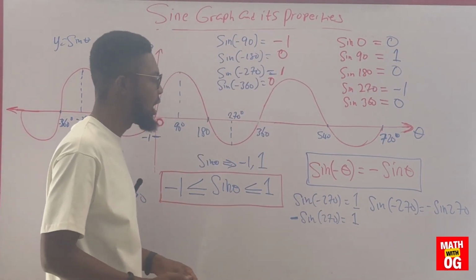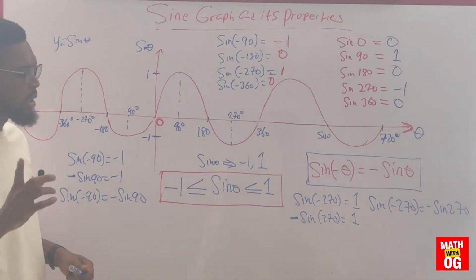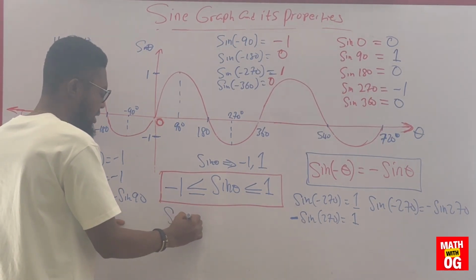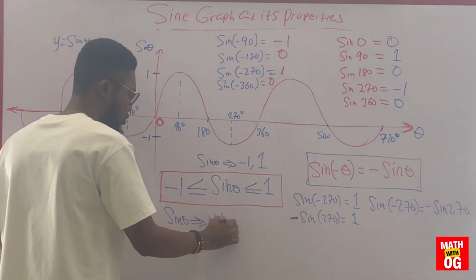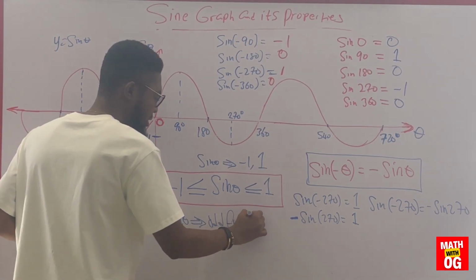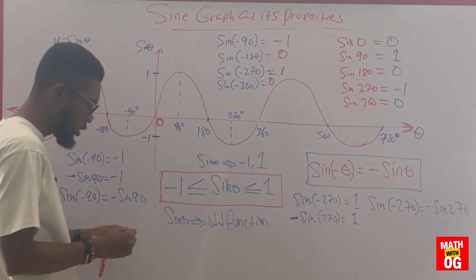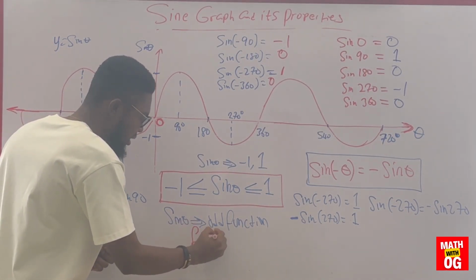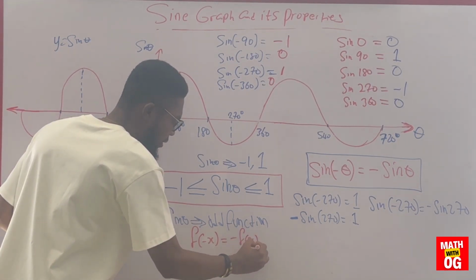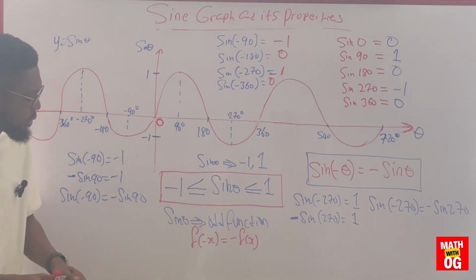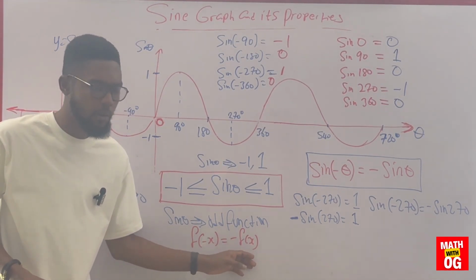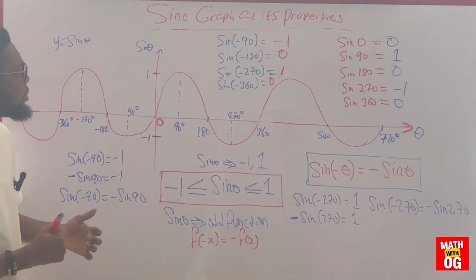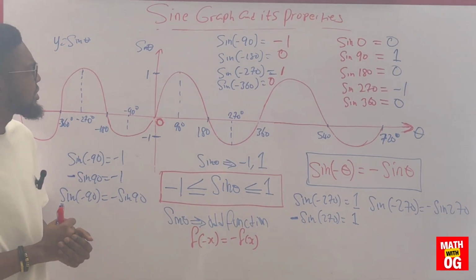So that is another property for sine theta, and that will make us establish the fact that sine theta is an odd function. Sine theta is an odd function because odd functions are functions that obey the rule that f of minus x is equal to minus f of x. So any function that obeys this rule, f of minus x equals minus f of x, is an odd function, making sine theta an odd function. So I believe that's all we need to learn concerning our sine graph.